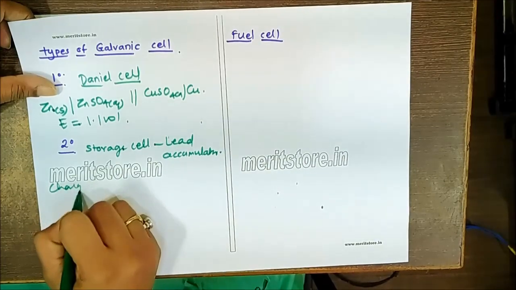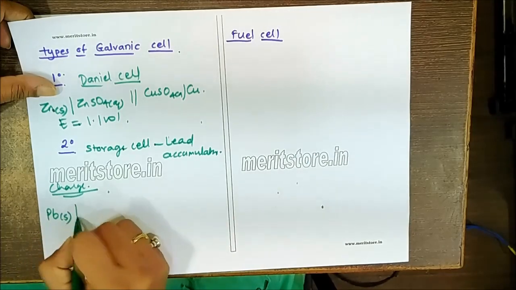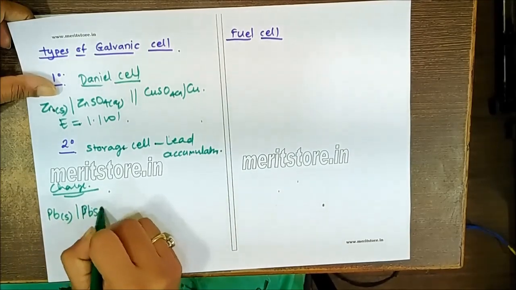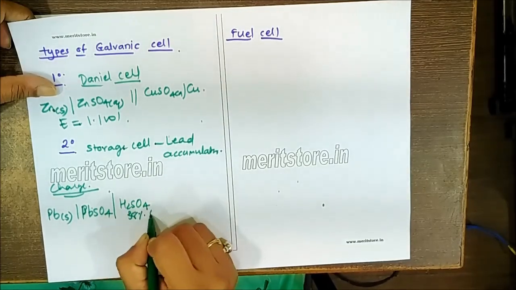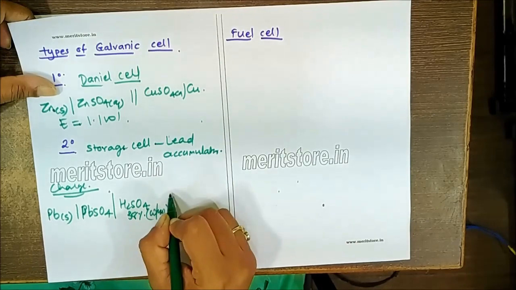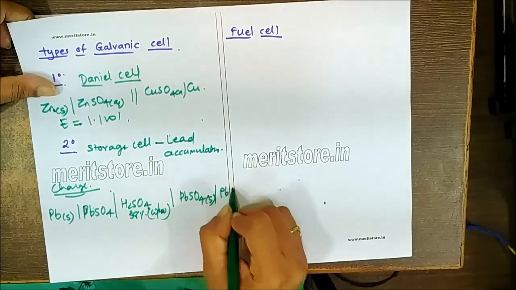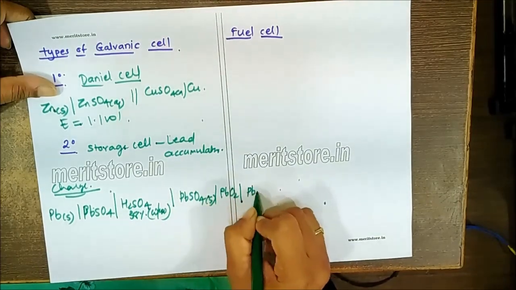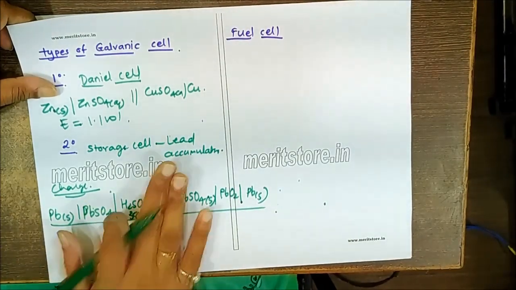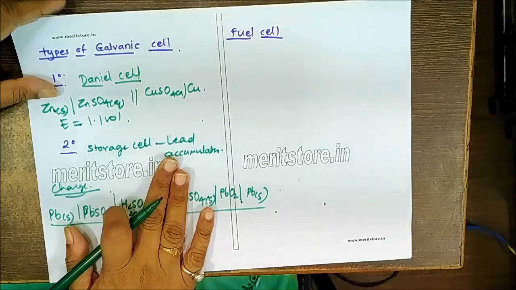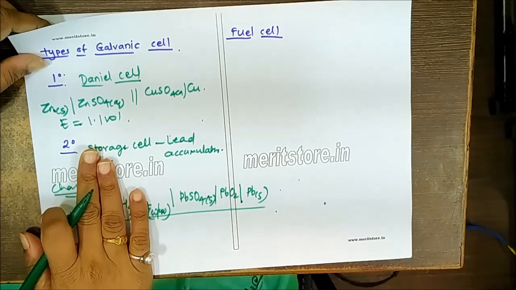So during the charging process, this particular cell is made by Pb in contact with PbSO4, which is made as an anode, in contact with H2SO4 solution, which is generally 38% weight by weight, in contact with solid PbSO4, and PbO2, which is made as the cathode, in contact with Pb. So the charging-discharging processes of the lead accumulator are to be revised. So there are two types, primary and secondary cell, of the galvanic cell.